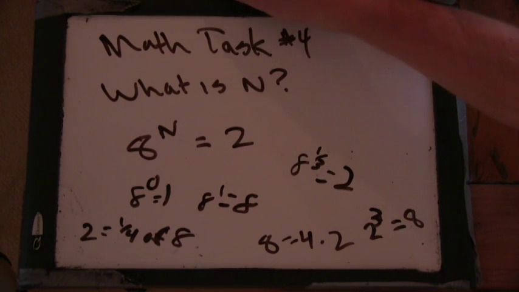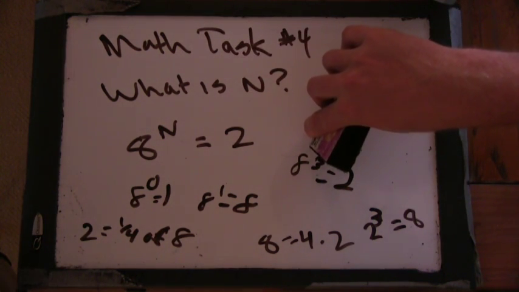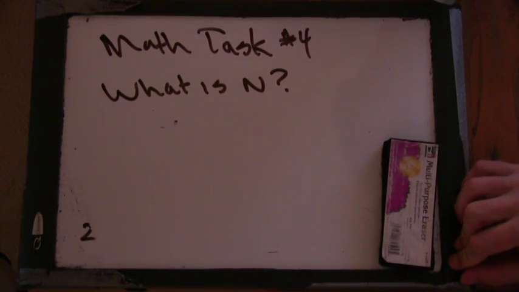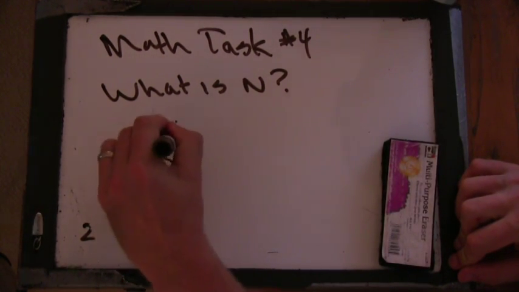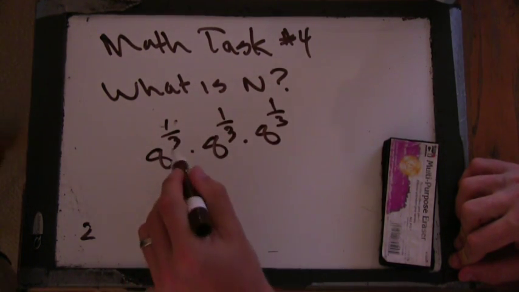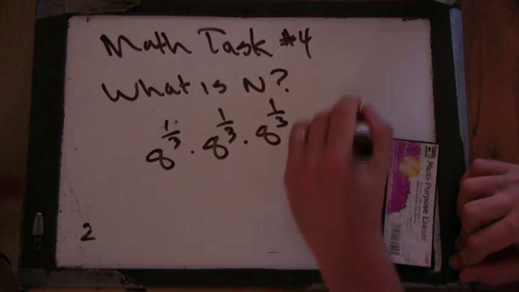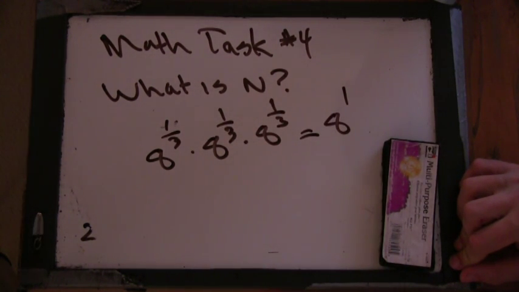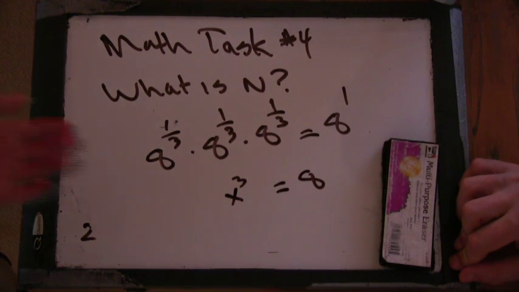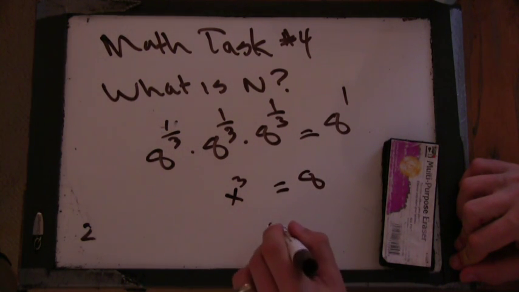Okay. So why don't we take 8 to the 1/3 and multiply it by itself 3 times? So 8 to the 1/3 times 8 to the 1/3 times 8 to the 1/3. Because we know this is going to be 8 to the 1. So now we need something that multiplies itself, so it's n cubed, or no, x cubed, because we already used n. x cubed would be equal to 8. And 2 works.